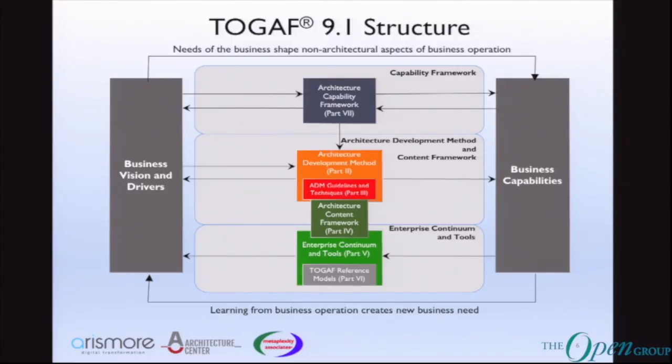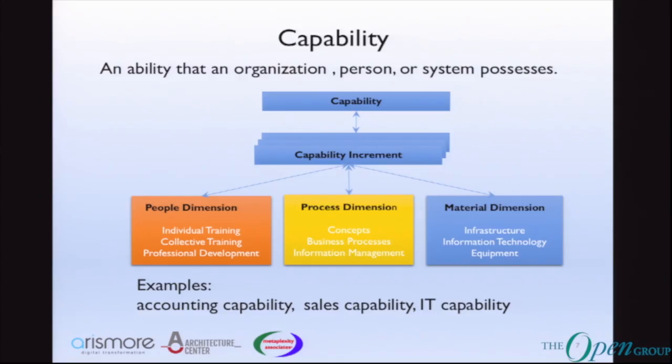The main purpose of TOGAF is to transform, as you can see on this scheme, the business vision and drivers into working business capabilities. So going from the vision and goals of our stakeholders, using TOGAF, we deliver specific business capabilities. This is the main concept of capabilities that is behind TOGAF.